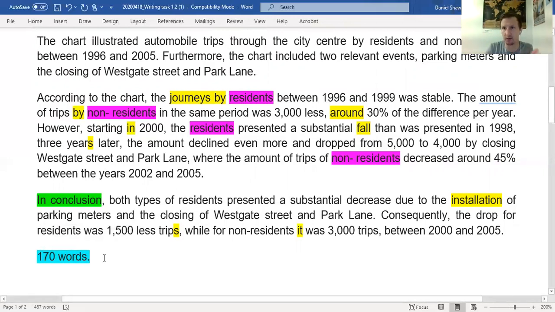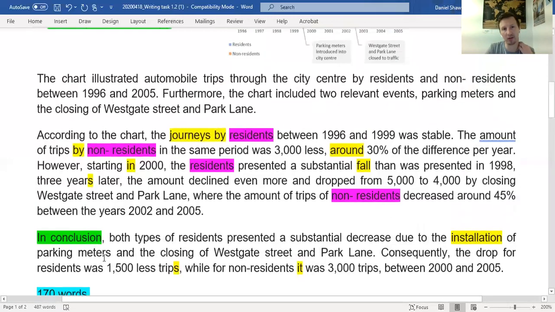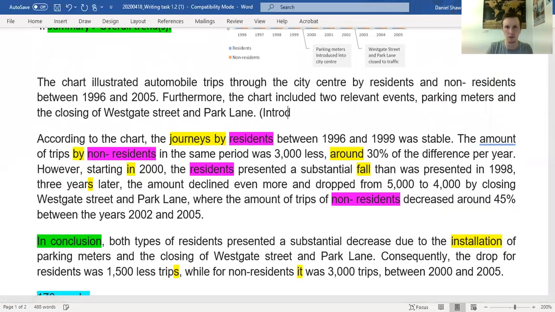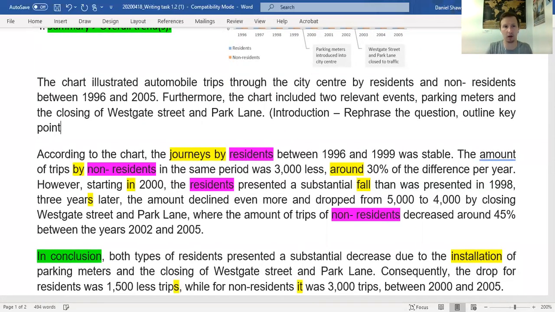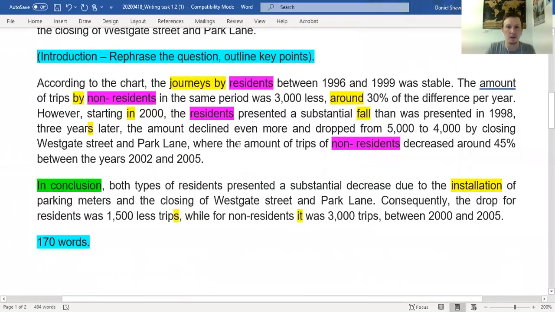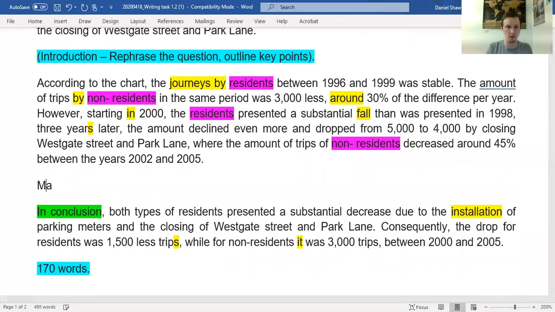A little over, a little under, that's fine, but this is how we would tackle a task 1. Keep it nice and simple and short. 3 paragraphs is enough. Introduction here, which I'll just put, introduction, where we rephrase the question. We outline the key points. So I think there were 2 key points here outlined, so that's what we can do for the first paragraph. Here we've talked about main trends of both, that's residents, non-residents.